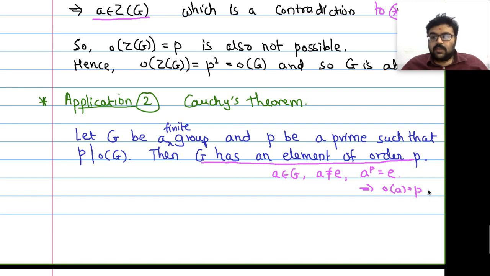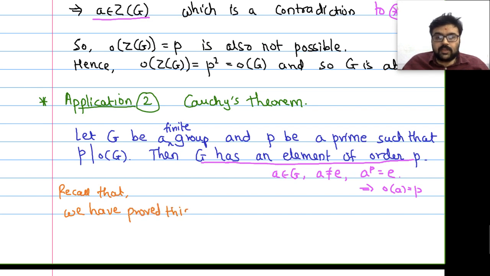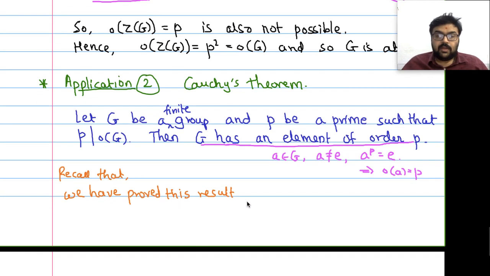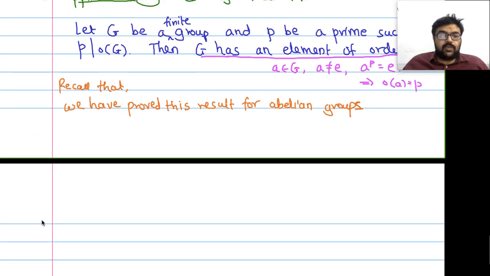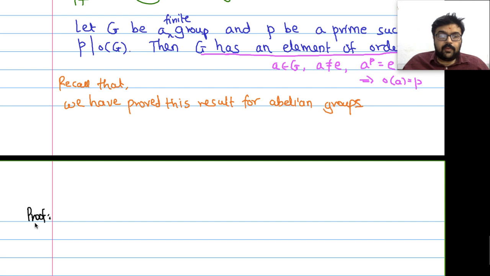And we have proved this result already for abelian groups. So recall that. We already proved this result for finite abelian groups. Now it is in general. Now we are not saying non-abelian or abelian, not saying anything. It is general, just G is any group. Right, now we prove this one for an arbitrary group.